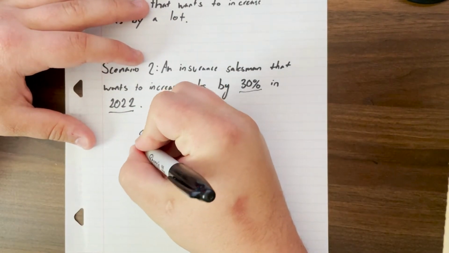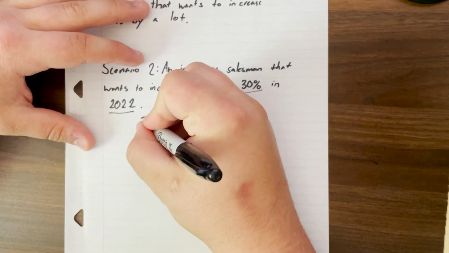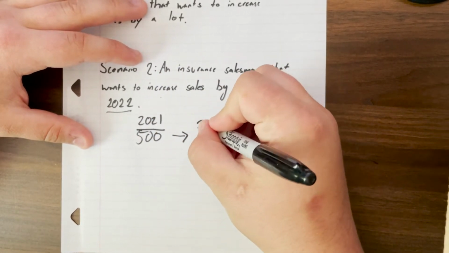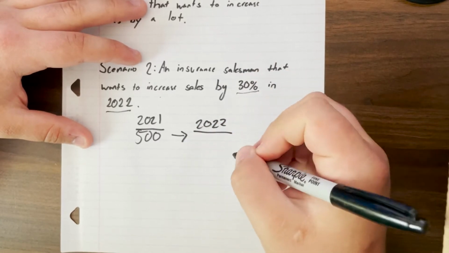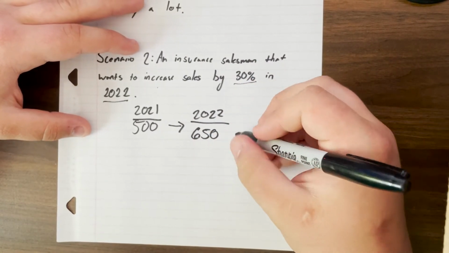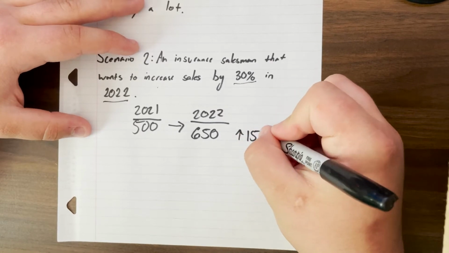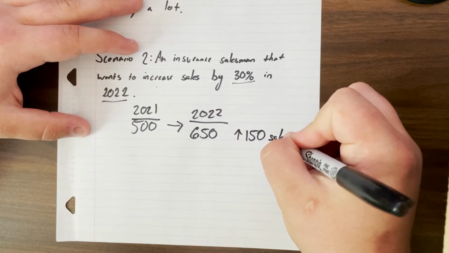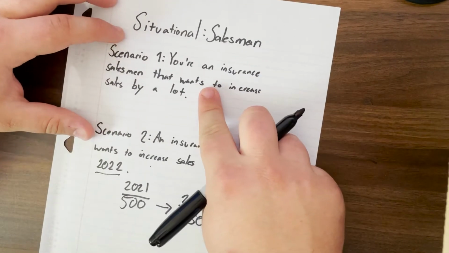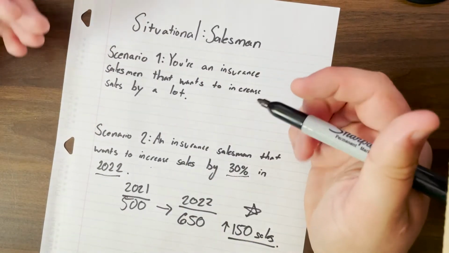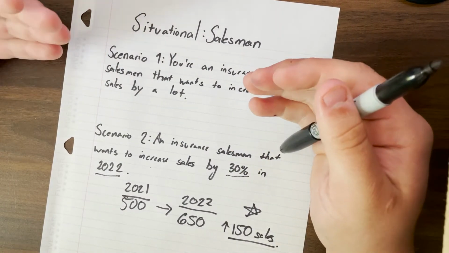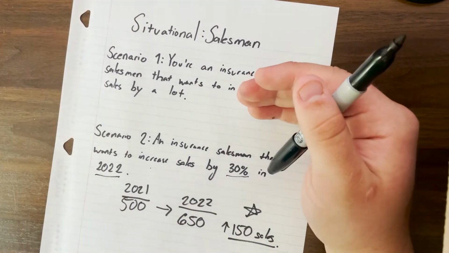Let's say Rachel had 500 sales in 2021. As a realistic goal in 2022, if she wants to raise that number by 30%, she's aiming for 650 sales, which is an increase of 150 sales. Pretty simple, but she's far and above ahead of Jeff, who has no certain goals, who doesn't have any realistic expectations, just really kind of wants to improve his sales and make more money.